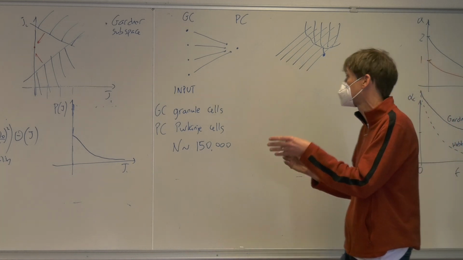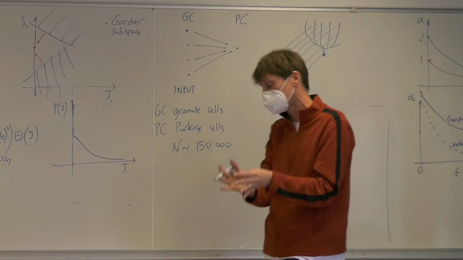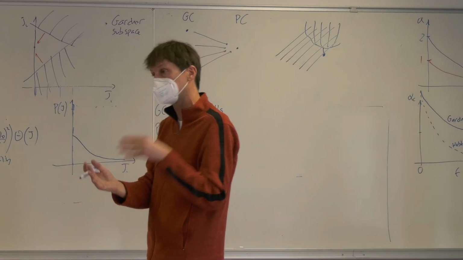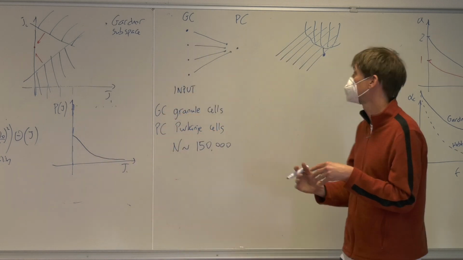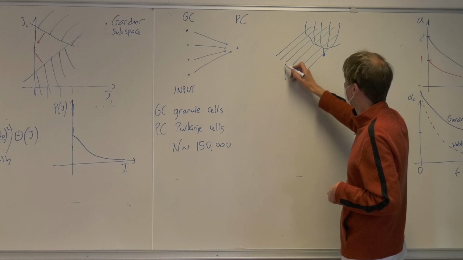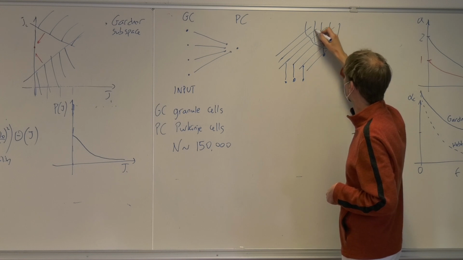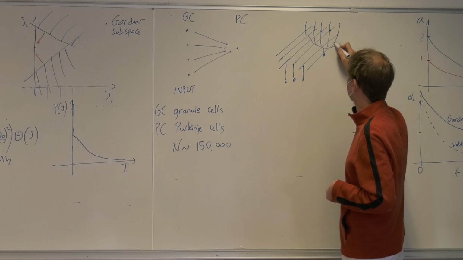They are all parallel to each other, and the Purkinje cells have essentially planar dendritic trees, orthogonal to the parallel fibers. And here you have a branching, and these are different granule cells here. And here you have synapses that are formed.